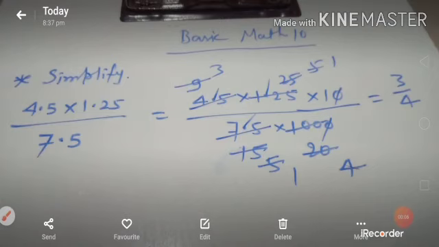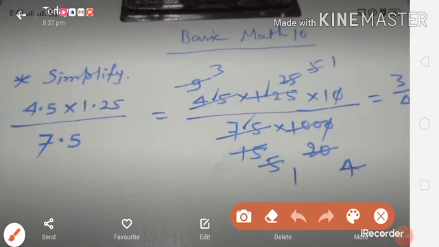And children, today I will teach you simplification of decimals. This is very easy. You only have to pay attention. The question is 4.5 into 1.25 by 7.5. Here, first of all, you have to cancel the point. If you cancel the point in the denominator, you will have to put 0 in the numerator, that is, in the below.